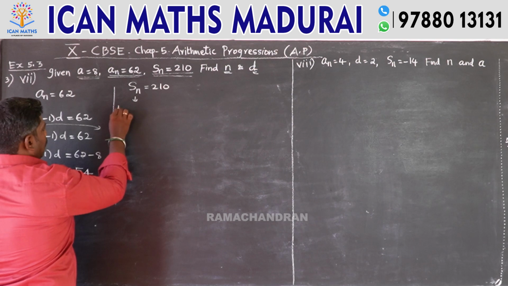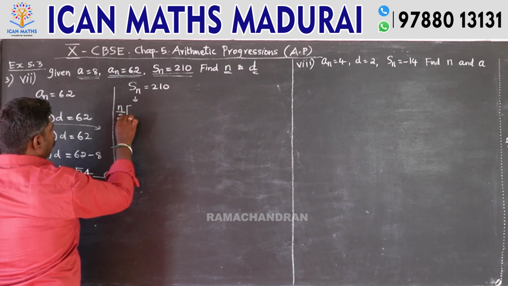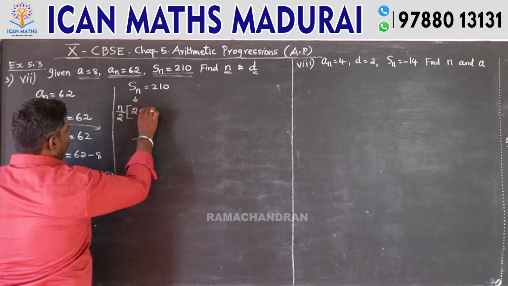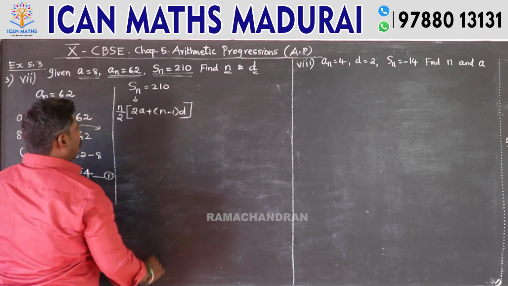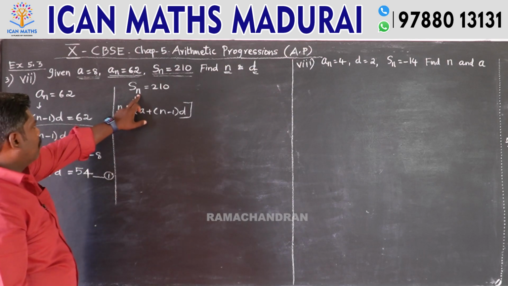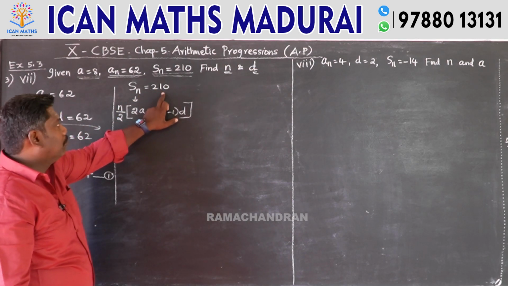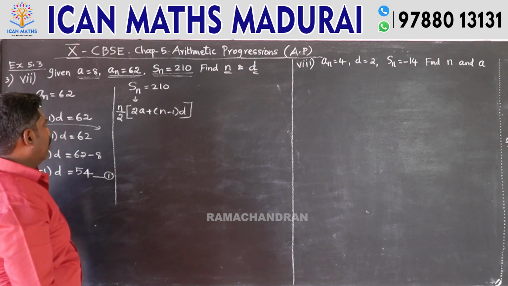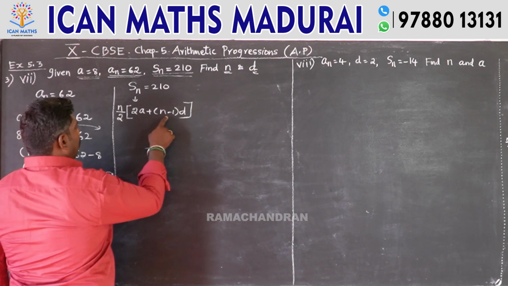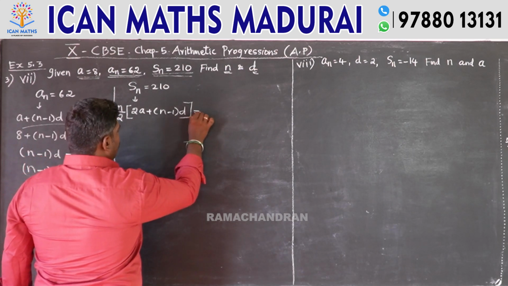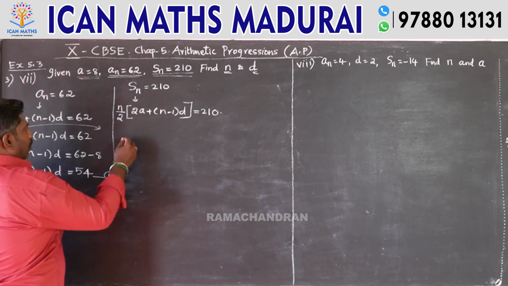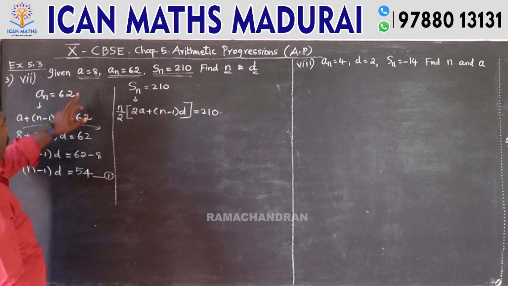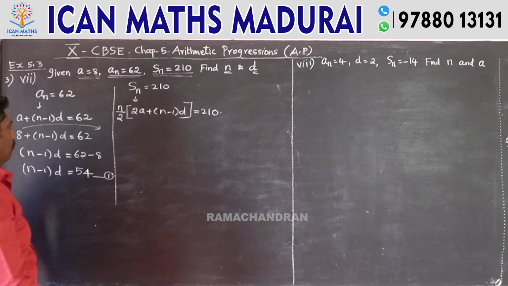The Sn formula is n by 2 into (2a plus (n minus 1) into d). This is the formula for the sum of n terms. They have given the sum of n terms equal to 210, so we are applying the formula here. Sn is equal to n by 2 (2a plus (n minus 1) into d), and this is equal to 210. We have the a value, a is equal to 8.